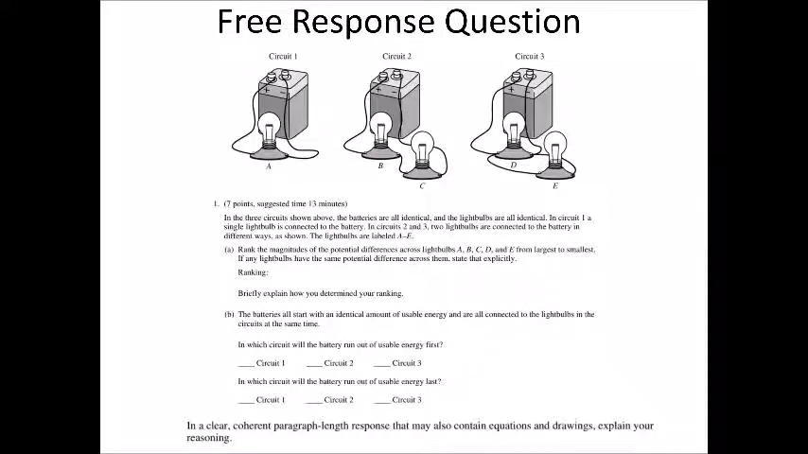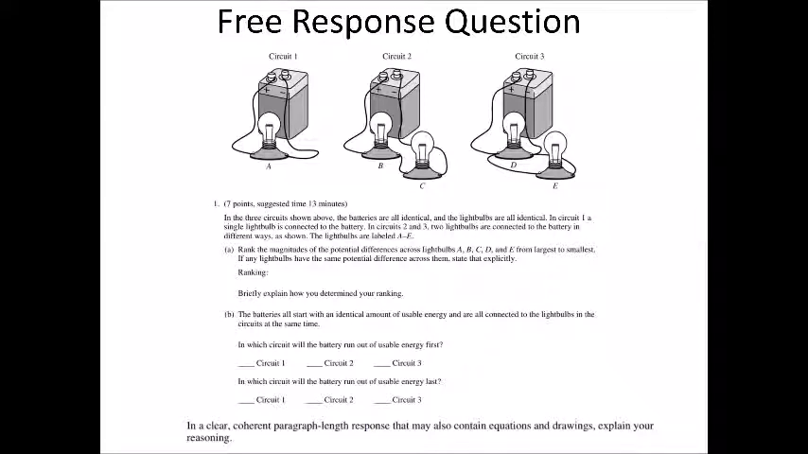All right, then we get to the free response question. On the free response, in the three circuits shown above, the batteries are all identical and the light bulbs are all identical. In circuit 1, a single light bulb is connected to the battery. In circuits 2 and 3, 2 light bulbs are connected to the battery in different ways as shown. The light bulbs are labeled A through E.